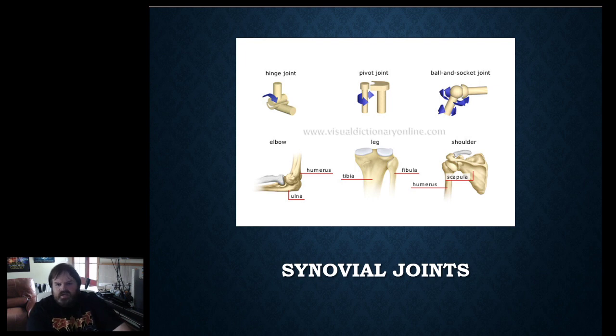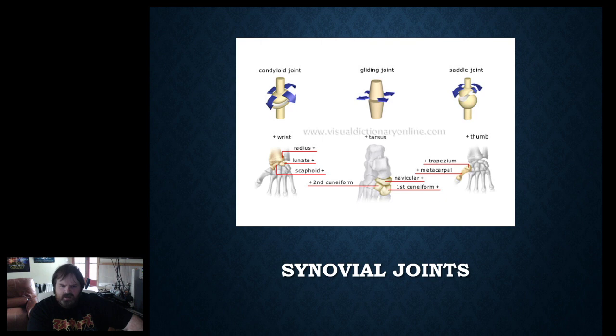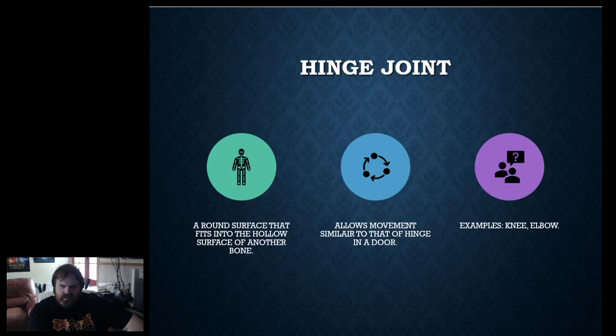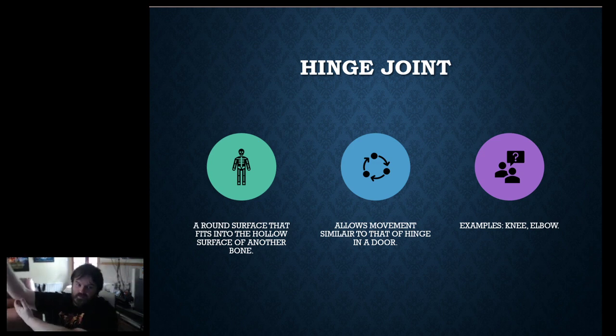So you've got 6 types of synovial joints. You've got the hinge, the pivot, the ball and socket, the condyloid, the gliding, and the saddle. Now, hinge joint. So hinge joint is your classic knee or elbow. It's got basically one range of motion there. It's got a round surface that fits in the hollow surface of the bone and opens and closes like that. There's a similar movement to that of a hinge on a door, basically just flexion and extension.